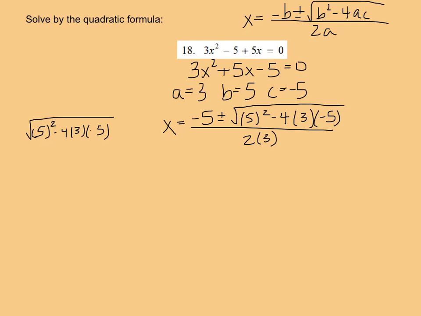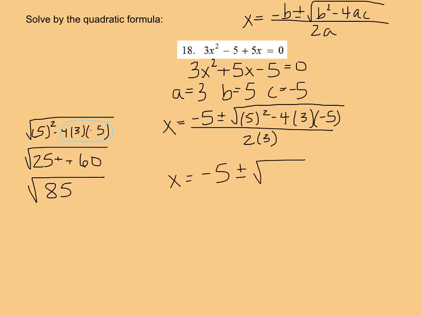Okay, so I know that 5 squared is 25. I'm going to bring down that minus. And now 4 times 3 times negative 5 is going to be negative 60. So I'm going to add these 2 things together. I get square root of 85. Well, again, I don't know what the square root of 85 is, so that's what I'm going to replace that huge radical with, square root of 85, over 2 times 3 is 6.